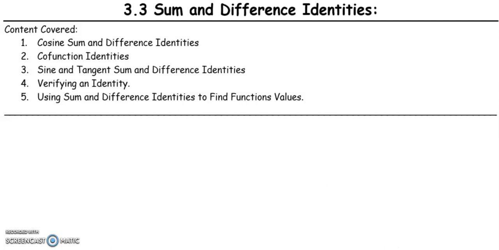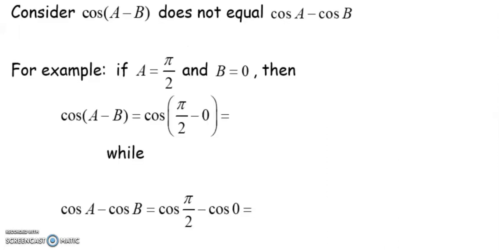Alrighty. So when we are doing sum and difference, that just means we are adding and subtracting. What I need you to understand is you cannot distribute into the parentheses with sine, cosine, and tangent. What we're saying is the cosine of a minus b is not the same as the cosine of a minus the cosine of b. You would have to do the a minus b first. Let me show you what we're talking about.